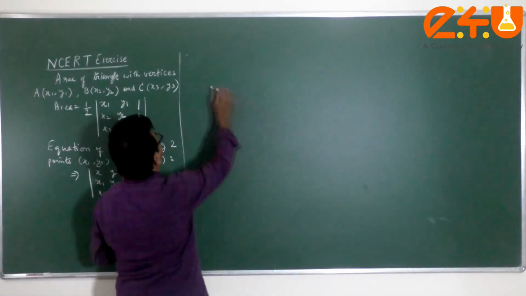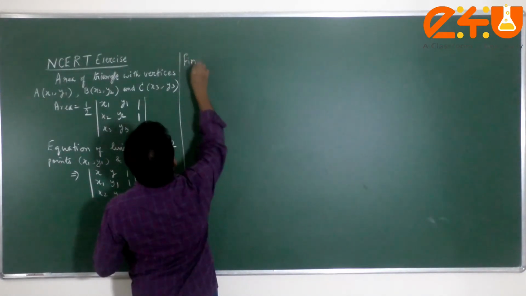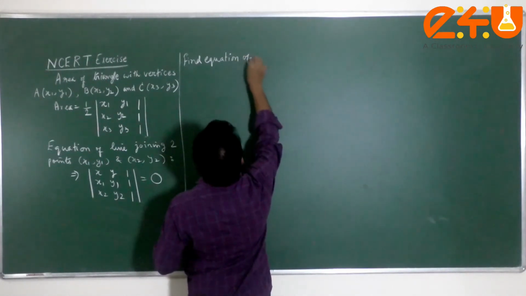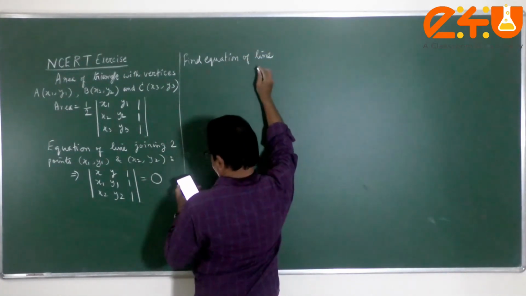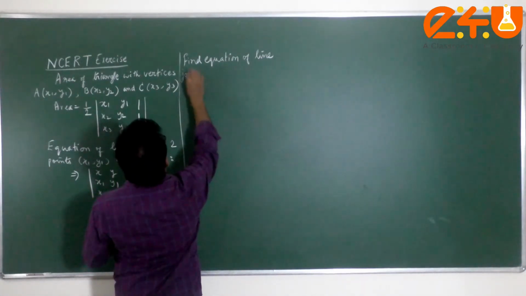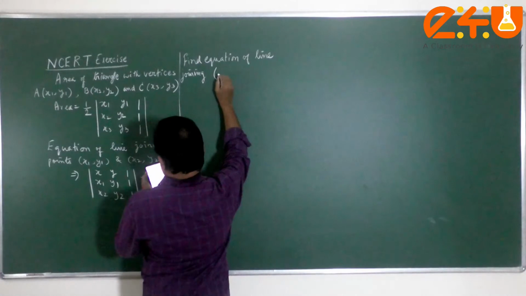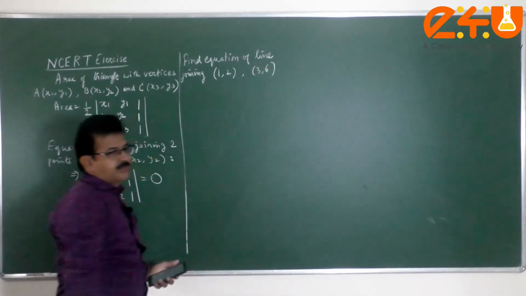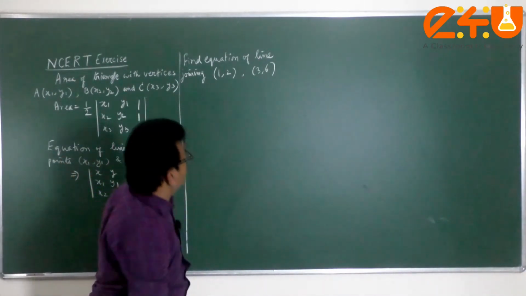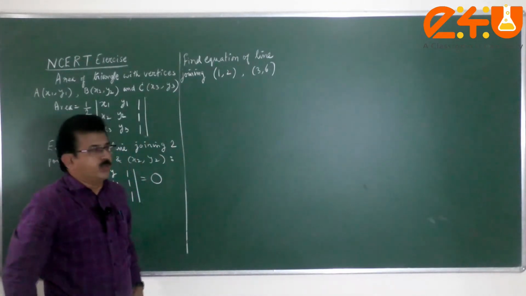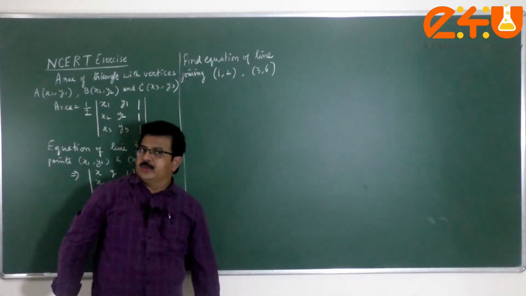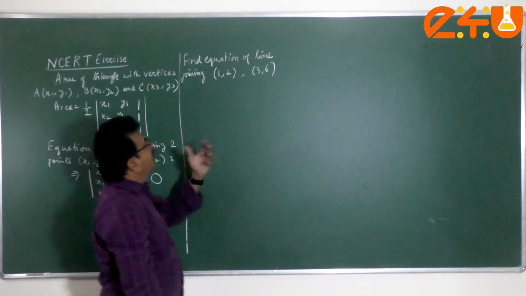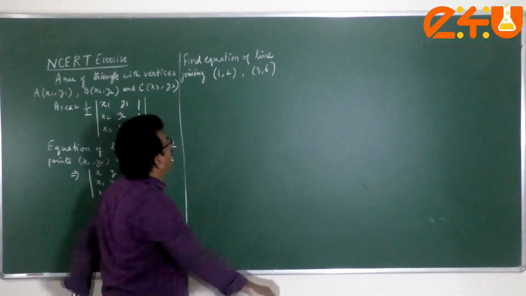Find the equation of the line joining 1, 2 and 3, 6, using determinants. That wording is there in the question, using determinants, because this is going to be a board examination in 12th standard. So students definitely cannot use the old ways of class 11.